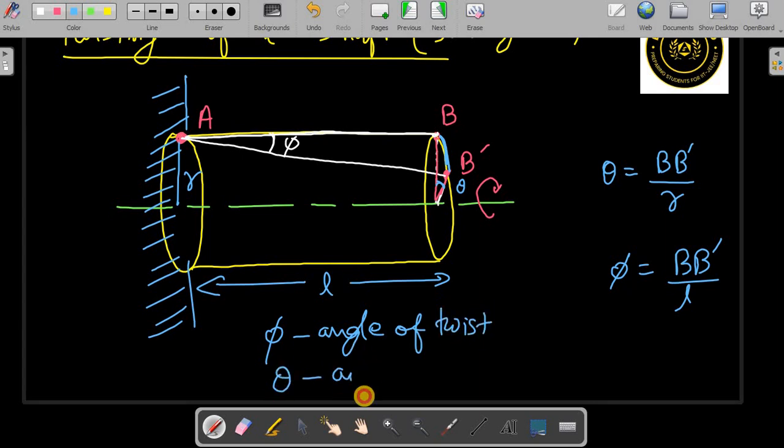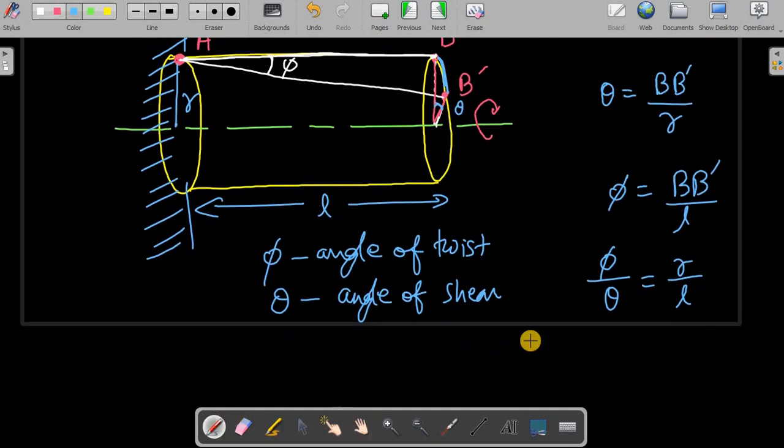And theta is the angle of shear. So here we can get the relationship phi by theta. If you do, you will get R by L. Okay, so there is a relationship between them. We can calculate the angle of twist: phi is equal to R theta by L. This equation sometimes can be used for calculations.